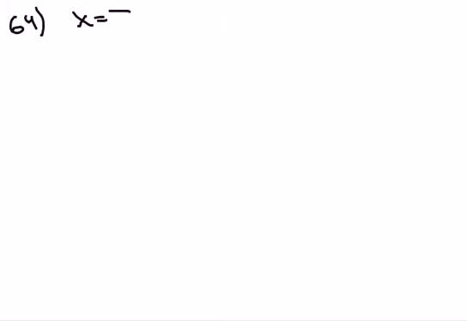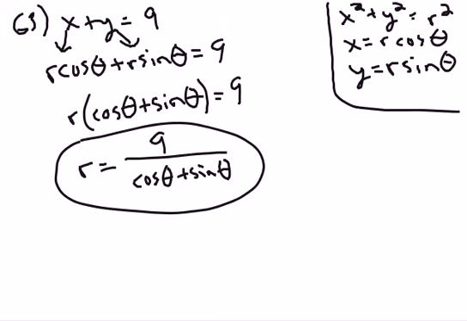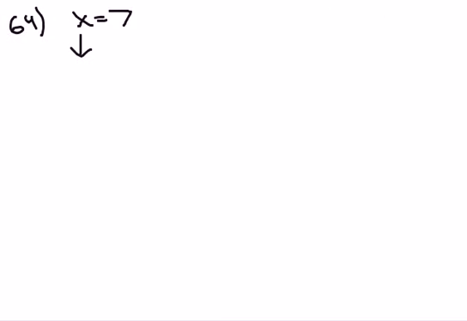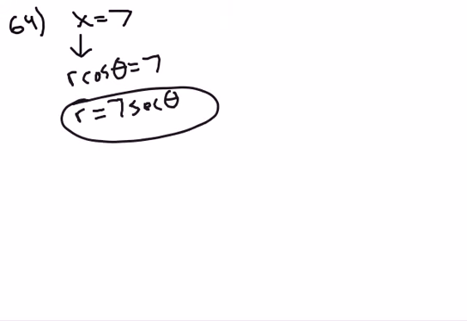This one is even easier. x equals 7. Well, x can be substituted using the previous page. Here, x is r cosine theta. So if I come here, I have r cosine theta equals 7. If you divide by cosine on both sides, you get r equals 7 secant theta, because 1 over cosine is secant. So this is your equation for that one. Okay, let's continue with 65.